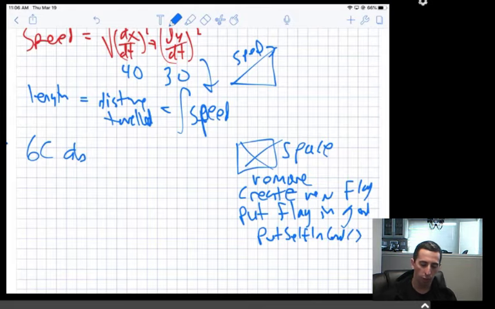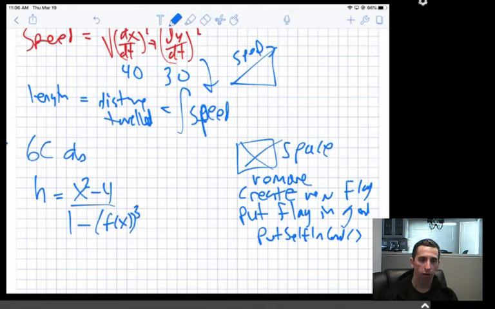Okay, so what this says in 6C is h of x equals (x squared minus 4) over (1 minus f of x cubed). It is known that the limit as x goes to 2 of h of x can be evaluated using L'Hopital's.